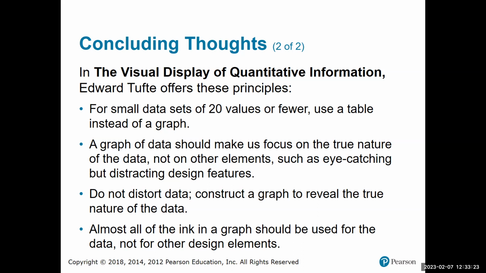A graph of data should make us focus on the true nature of the data, but not other elements such as eye-catching but distracting design features. Do not distort data. Construct a graph to reveal the true nature of the data. And almost all of the ink in the graph should be used for the data, not for other design elements. So there shouldn't be distracting items in your graph. Be as straightforward as you can is the takeaway.